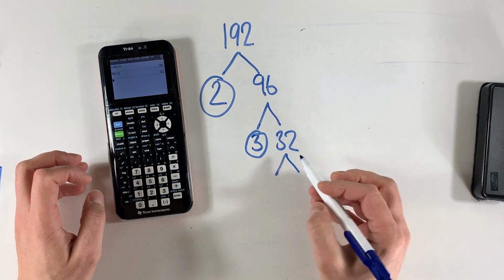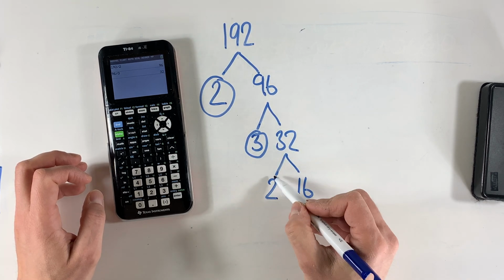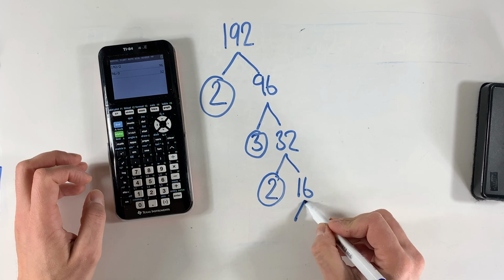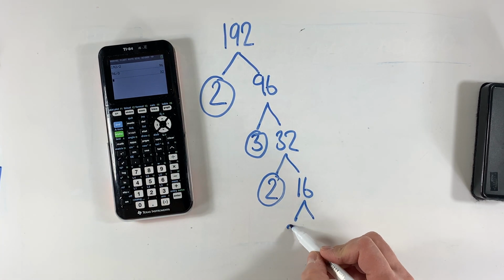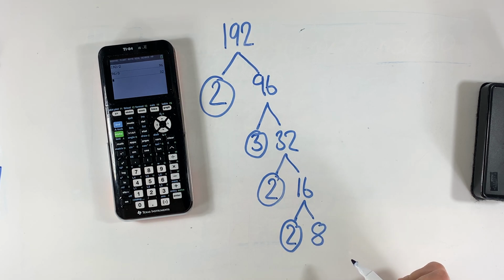32 is divisible by 2. 32 divided by 2 is 16. 16 is divisible by 2. 16 divided by 2 is 8. And 8 can be divided by, I'm running out of space here, 2. And the second factor is 4. And then we're going to go to the side here. 4 is divisible by 2. So 2 times 2 is 4.